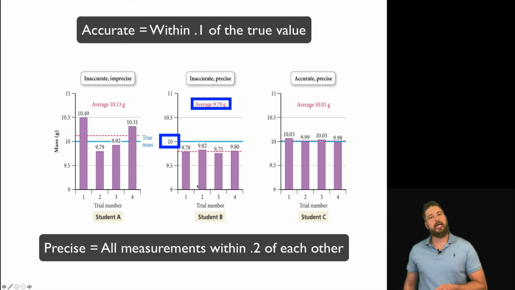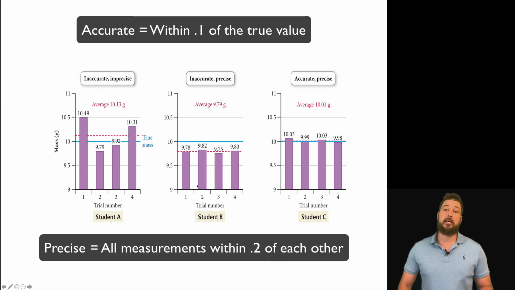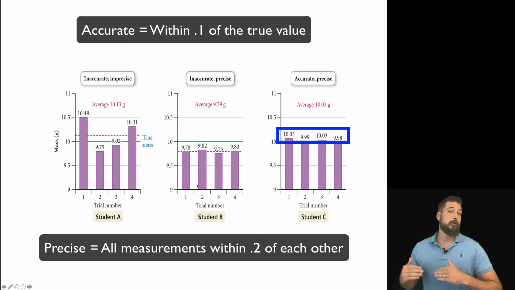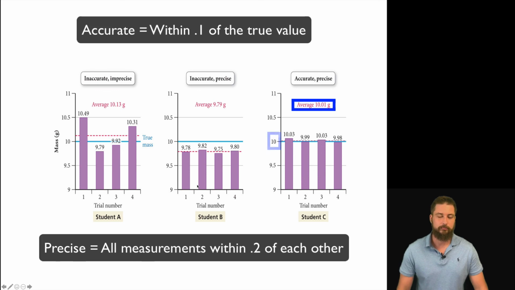Now, if you look at the last student, it is precise because all the measurements are very close to each other, and it's accurate because it's close to the true value. And that's it. That's all you need to know about accuracy and precision.